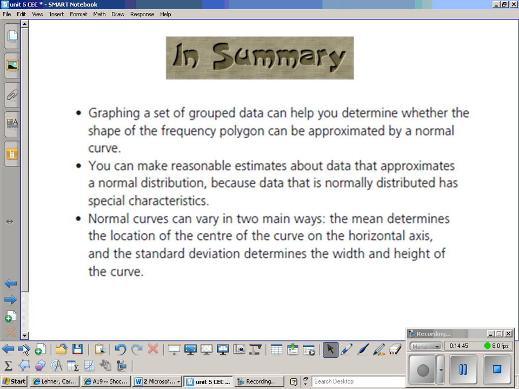Normal curves can vary in 2 main ways. The mean determines the location of the center of the curve on the horizontal axis, and the standard deviation determines the width and the height of the curve. All right, we're not going to look too much at the height. We're dealing more with the width and the percentages.